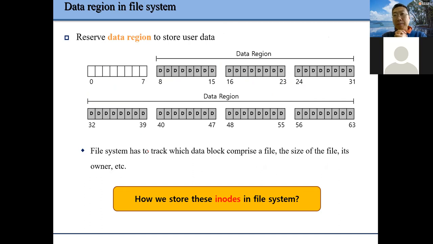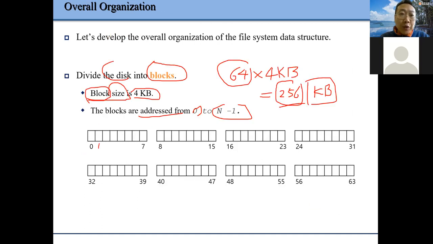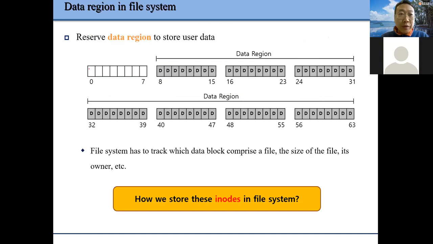In order to provide service, we have to divide our whole space into several areas, which we call regions. So we reserve a data region to store data. This is our hard disk. Remember, I have a 256 kilobyte hard disk. This is my example hard disk here.